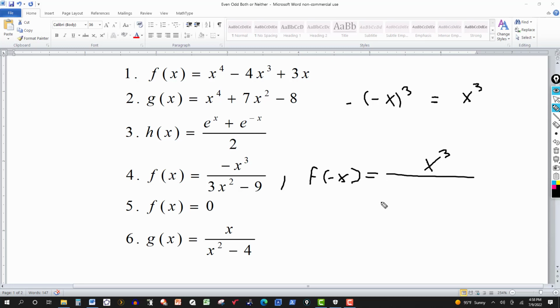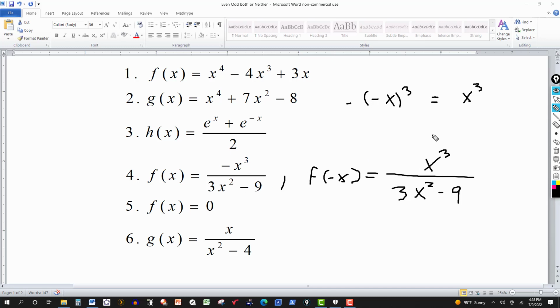In the denominator, it'll be 3. In parentheses here, put minus x for the x, and you square it. It's going to stay 3x squared. And the next term there, minus 9, doesn't have an x, so that's going to stay. So I didn't get the same thing back. So it's not even. But did I get the opposite of what I started off with?